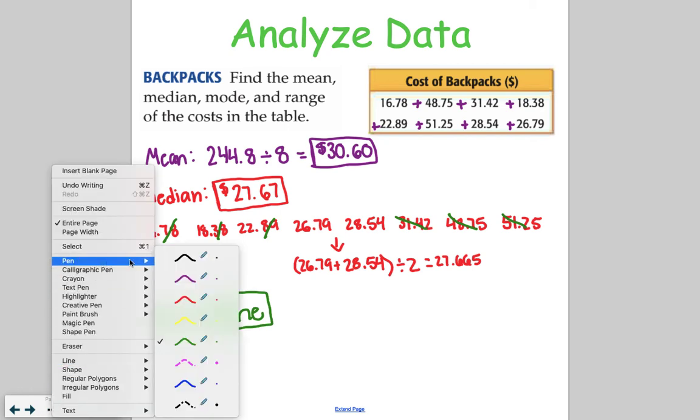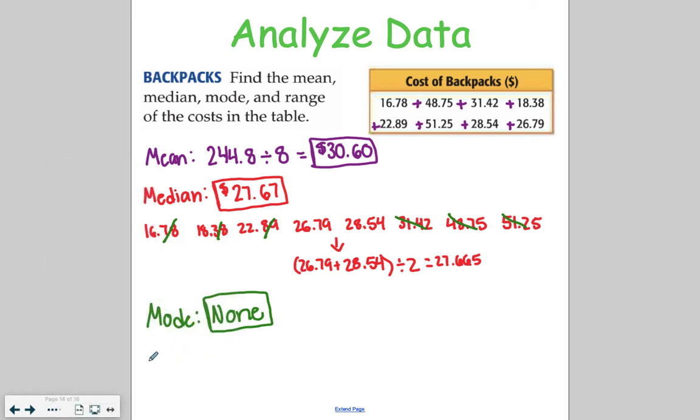Then the last thing it asks us to find is the range, which means we need to take our largest cost, which is $51.25, and subtract our cheapest backpack, which is $16.78. So our price range is $34.74. So finding all 4 of those pieces of information for one data set.